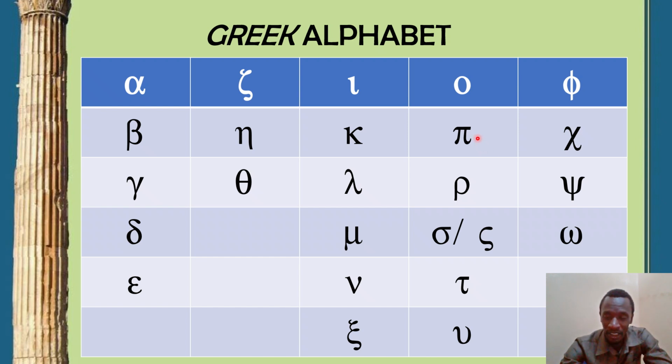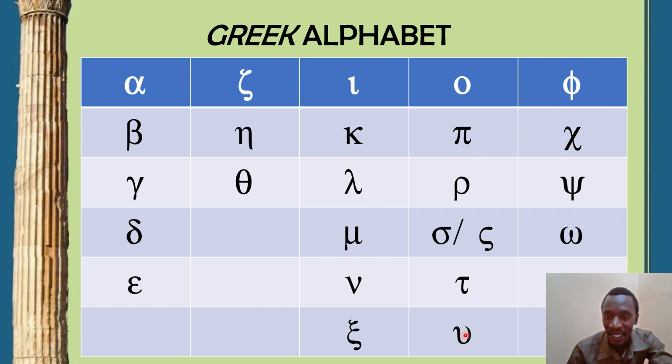So that's it. But when you come also to this column again, you have OP like English. I'm relating it to English. Omicron looks like O, P sounds like P in English, then rho like R in English, then sigma like S in English, tau like T in English, and upsilon like U in English. So that one can help you manage that.